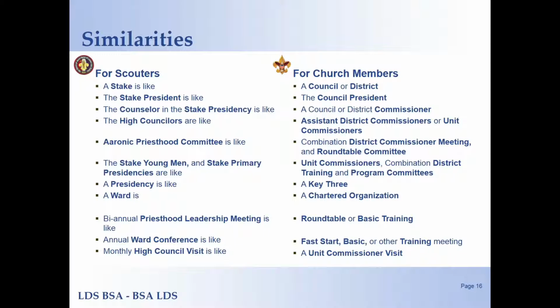The stake young men and the stake primary presidency are much like unit commissioners as well, but they also can do functions like the combination of district training and program committees. A presidency is like a key three. A ward is a chartered organization. In the church, remember that a unit is called a ward, whereas in scouting, a unit is an individual pack, team, crew, or troop. There's a biannual priesthood leadership meeting, which is much like a roundtable or basic training.